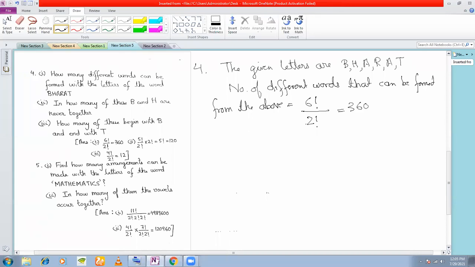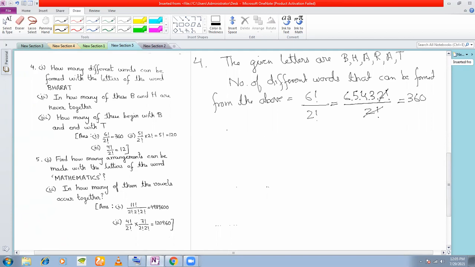Okay. You know how to calculate factorial, right? Let me just touch upon this because this is a simple one. 6 into 5 into 4 into 3 into factorial 2 divided by factorial 2. So this factorial 2 cancels. You get 360. Though calculators will be available to you, you can always use your calculators. So that is the first part of the question.